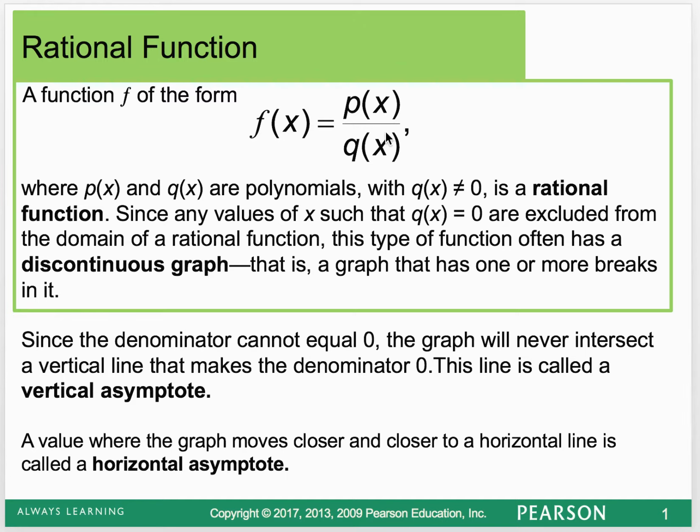Okay, so since we have variables in denominators, we know denominators cannot equal 0. So we're going to have some issues with this graph. It may have one or more breaks in it, so its graph will be discontinuous. Since the denominator cannot equal 0, the graph will never intersect a vertical line that makes the denominator 0. This line is called the vertical asymptote, right? A value where the graph moves closer and closer to a horizontal line is called a horizontal asymptote. So asymptotes are just these values of the graph that it gets closer and closer and closer to.